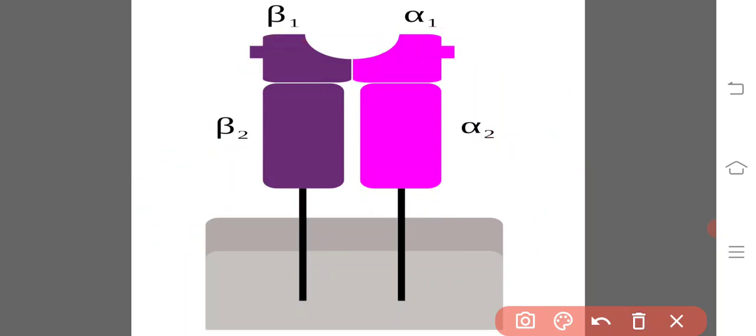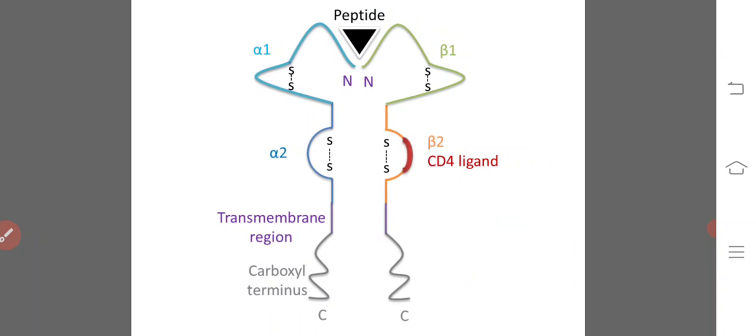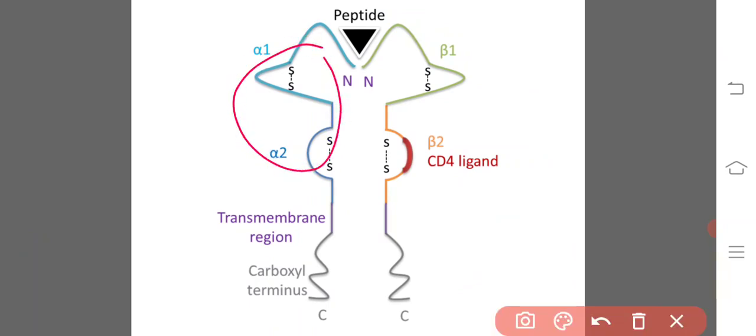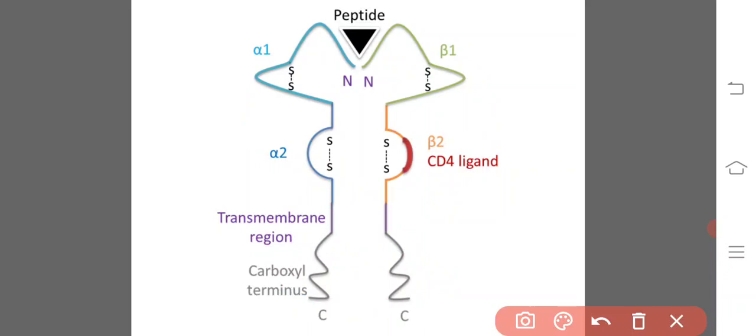Class 2 MHC molecules are membrane-bound glycoproteins that contain external domains, a transmembrane segment, and a cytoplasmic anchor segment. Here this is the alpha chain, this is the beta chain, this is the transmembrane region, and this is the cytoplasmic anchor segment or tail region. Each chain in class 2 molecules contains two external domains: alpha 1 and alpha 2 in the alpha chain, and beta 1 and beta 2 in the beta chain.